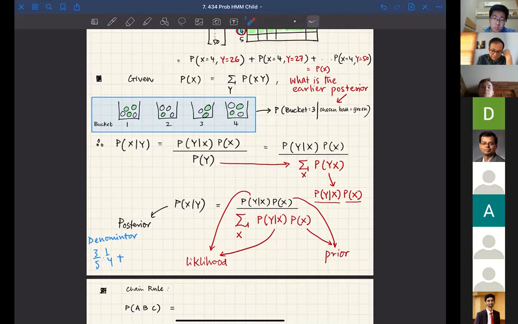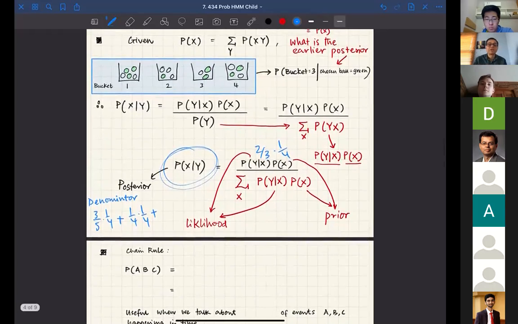plus, what is P Y equals green given X equals 2? 1/4. Plus, you keep doing the same thing for X equals 3, X equals 4, and you're done. That tells you the denominator. You know the numerator, 2/3 times 1/4. You have what is P X given Y, the posterior. Any questions?